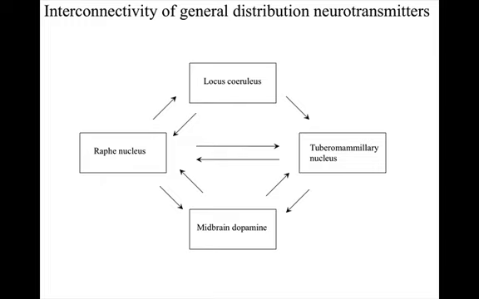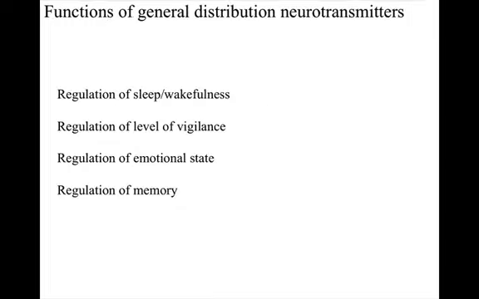And there's reciprocal connectivity between all these general neurotransmitter distribution systems. So they are coordinating their activity in some way. They do seem to be performing some general regulatory functions. Regulation of sleep and wakefulness, the level of alertness, and also the regulation of memory.